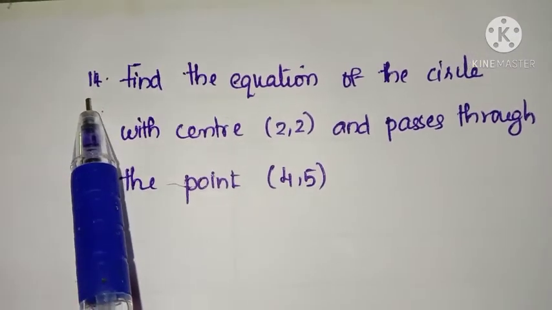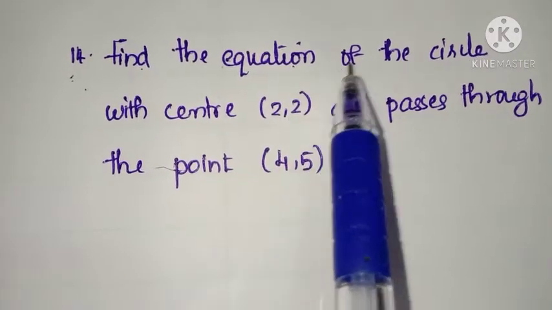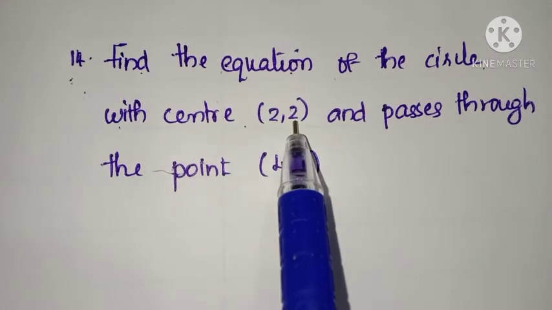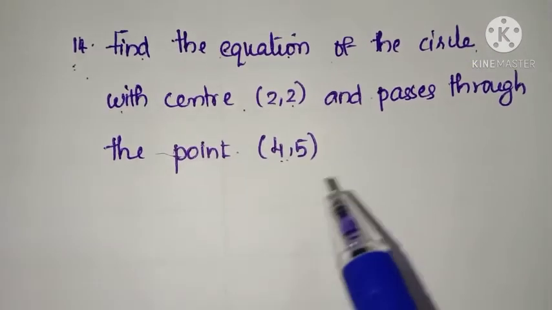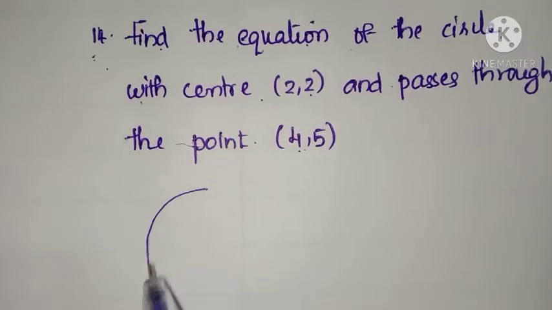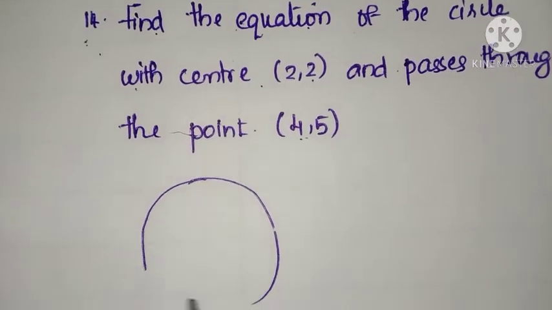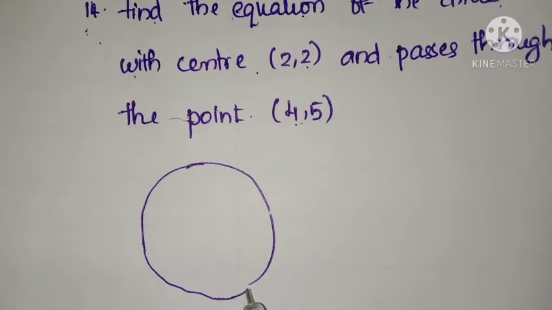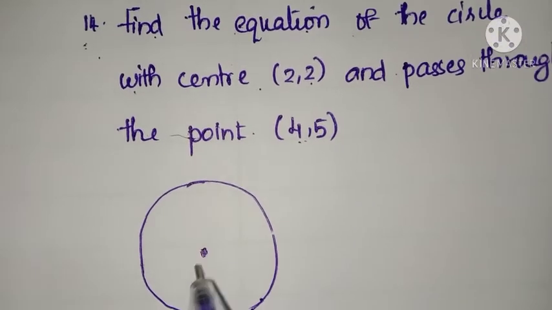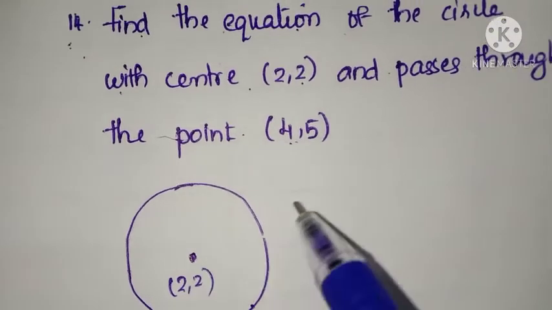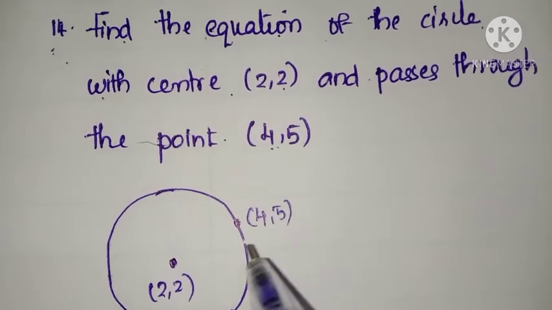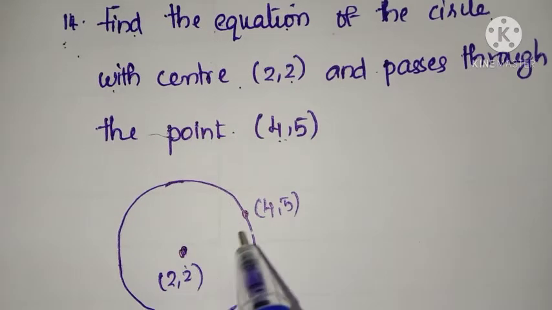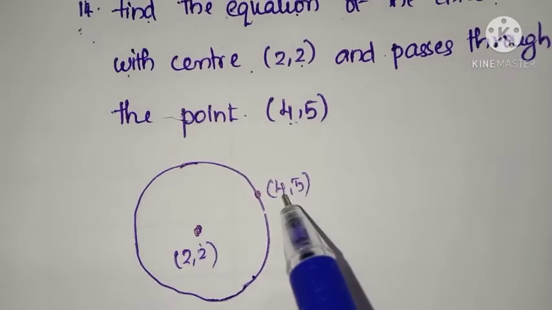Question number 14. Find the equation of the circle with center (2, 2) that passes through the point (4, 5). Draw a simple figure. We need to find the equation of a circle whose center is given. The center is (2, 2) and it passes through the point (4, 5).